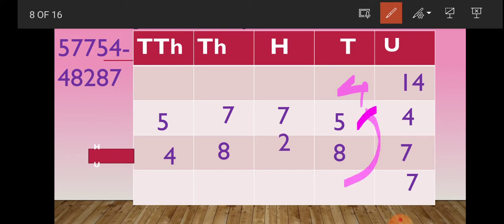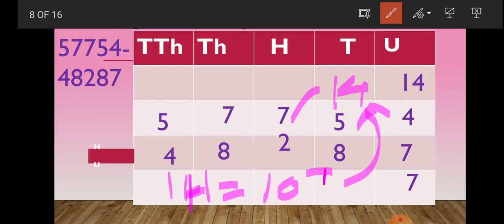Do you subtract 8 from 4? No. So what do you do? Take a borrow. 100 means how many tens? 10 tens. 100 means 10 tens, and here is 4 tens. Total how many tens? Making 14 tens. Now subtract 8 from 14. How many remain? 6, and here remain 600.